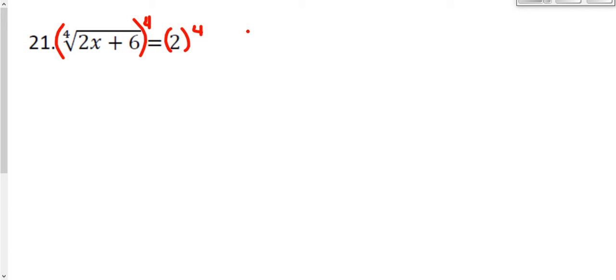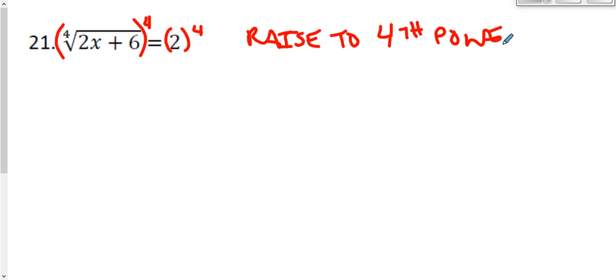And we can say that is raise both sides to the 4th power. So if we do that, the 4th power and 4th root will cancel. We get 2x plus 6 by itself, and 2 to the 4th power is 16. 2 times 2 times 2 times 2. Now that we have undone our radical, now we just have to solve for x.